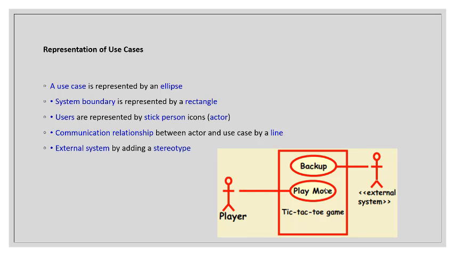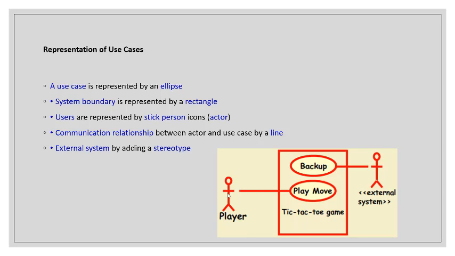The different users of the system are represented by stick person icons. These are the users. Each stick person icon is referred to as an actor. This is an actor, this is another actor. An actor is a role played by a user with respect to the system.